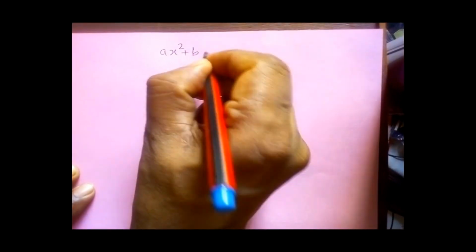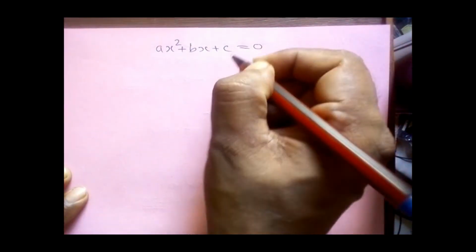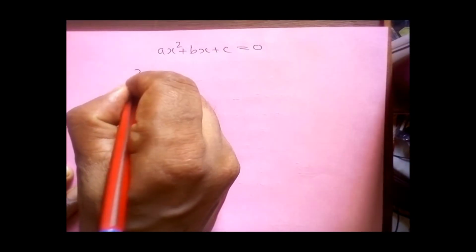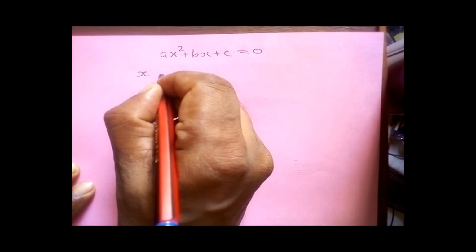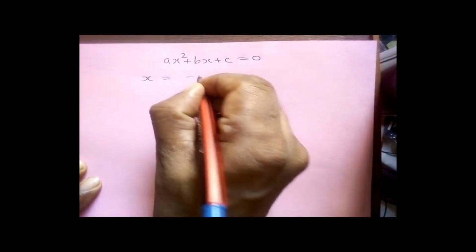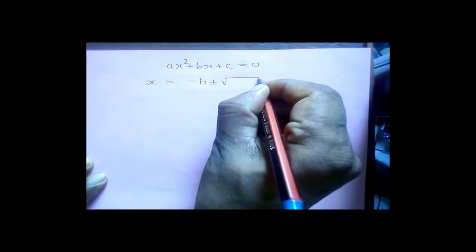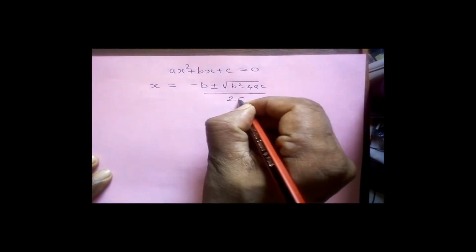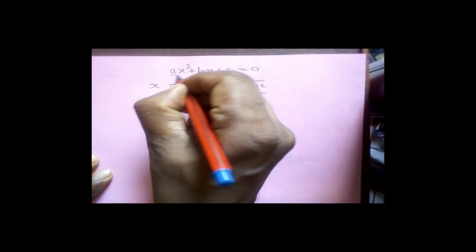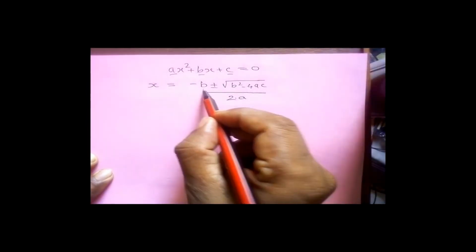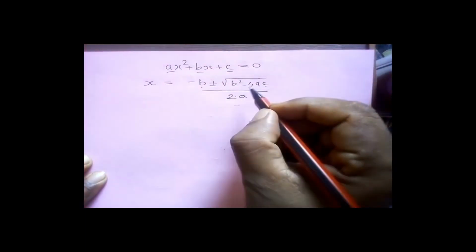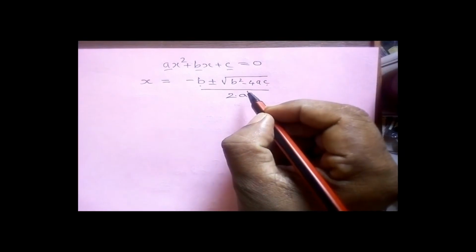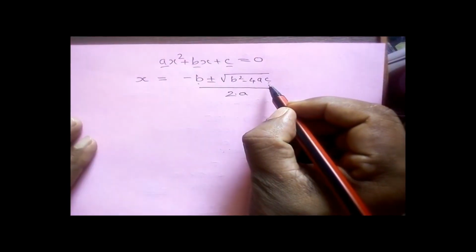Friends, for the standard quadratic equation ax square plus bx plus c equal to 0, we have seen that the roots of this equation are given by x is equal to minus b plus or minus root of b square minus 4ac divided by 2 into a. Now let us see the different situations when this b square minus 4ac behaves.